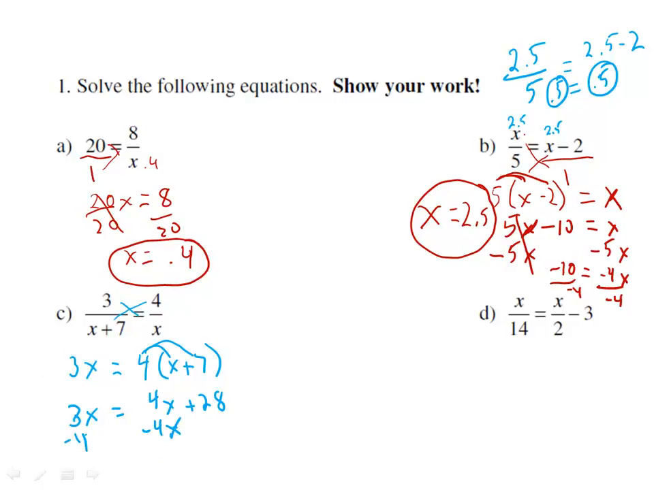Alright, so minus 4x. Minus 4x. So negative x equals 28. So if the opposite of x is 28, that means x has to equal negative 28.